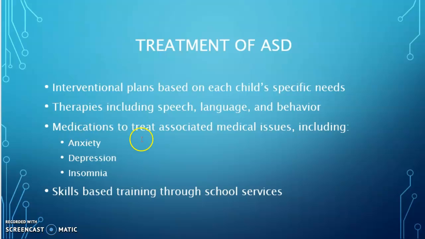Regarding the treatment of ASD, the most important thing is to be sure you have interventional plans. These plans should be based on the child's specific needs because the spectrum is so wide, there are many symptoms and there are many needs. Different types of therapy that can help a child diagnosed with ASD include speech and language therapy and behavioral intervention.